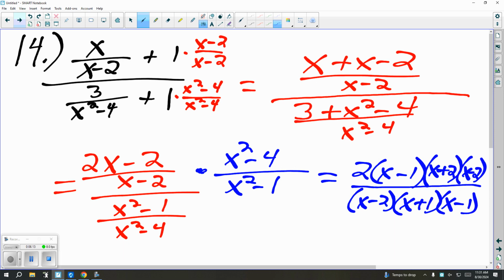And then hopefully we can cancel out some stuff. This goes with that. This goes with that. And then are we done with that? Yeah. 2, x plus 2, all over x plus 1.